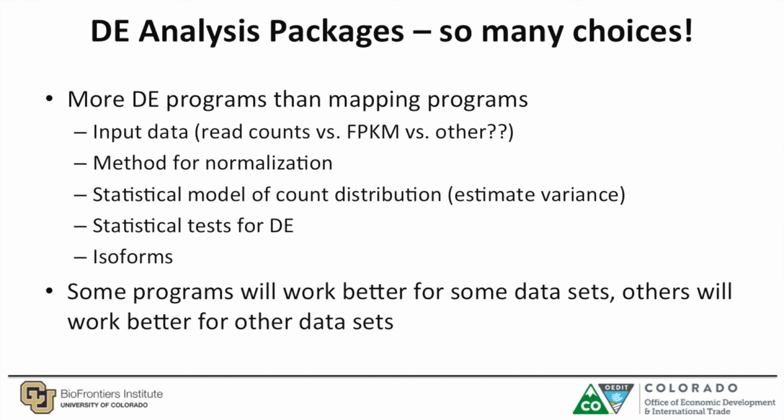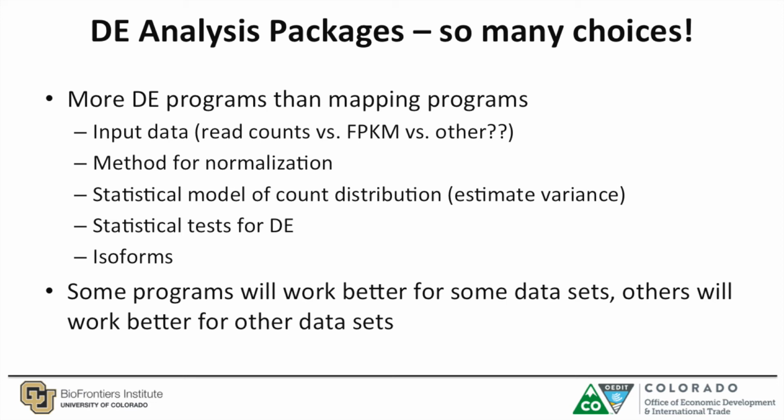When we look at differential expression analysis programs, it turns out we have a lot of choices. There are actually more differential expression programs than there are mapping programs, and they vary in many different ways, starting with input data. Many of the programs take read counts as their input, but there are some programs that take FPKM as a measure for expression, and some programs take even other data. All programs have slightly different methods for normalization. Some work better for highly expressed genes, others work better for lowly expressed genes. Additionally, while many use the same basic statistical model for count distribution, how they actually estimate the parameters to go into this model can vary quite significantly.